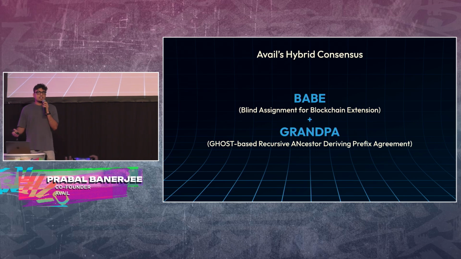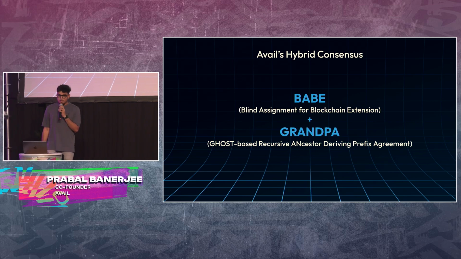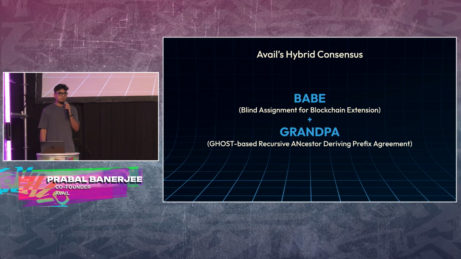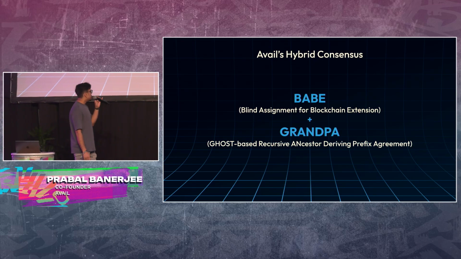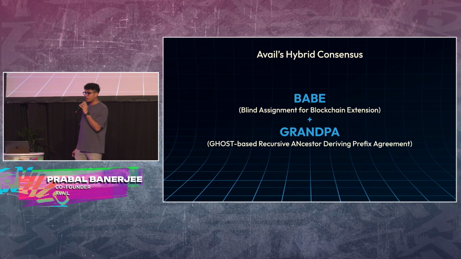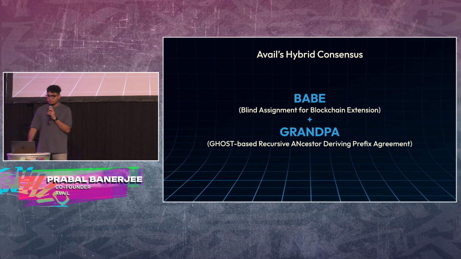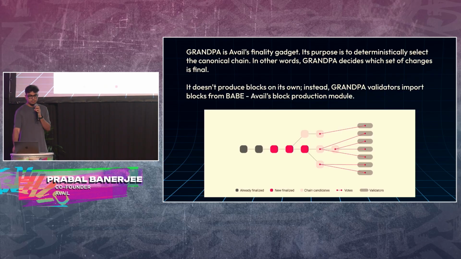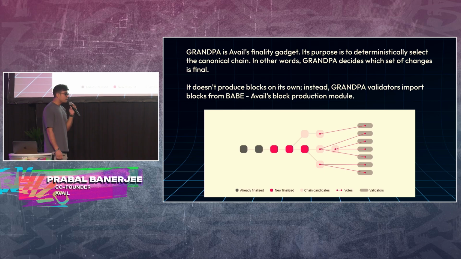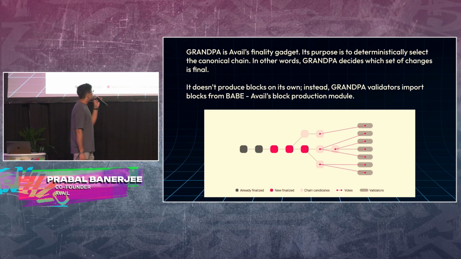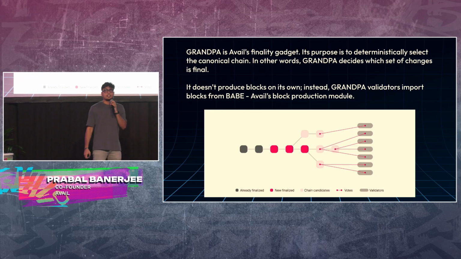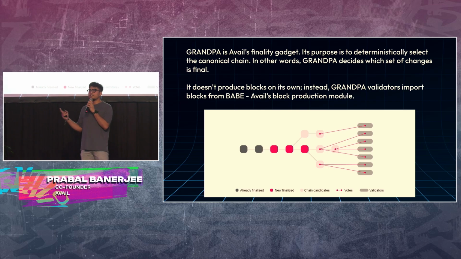Now, Avail consensus, as you must be very familiar with from almost any other Substrate-style blockchain, has a block production engine called Babe and then a finality gadget called Grandpa. These two together make up the consensus of Avail and similar blockchains. Now, Avail's finality gadget is pretty complex, and this is true for any Grandpa-based consensus.